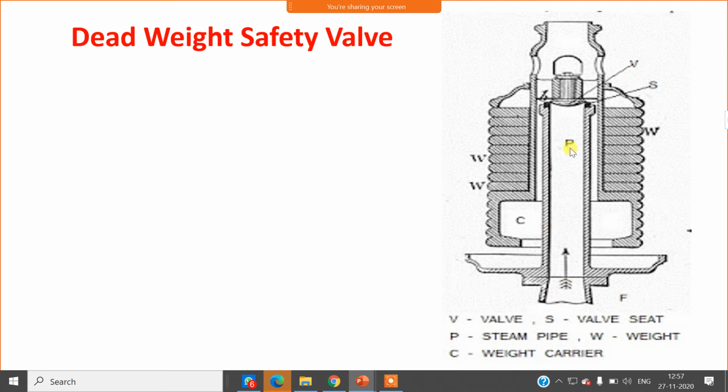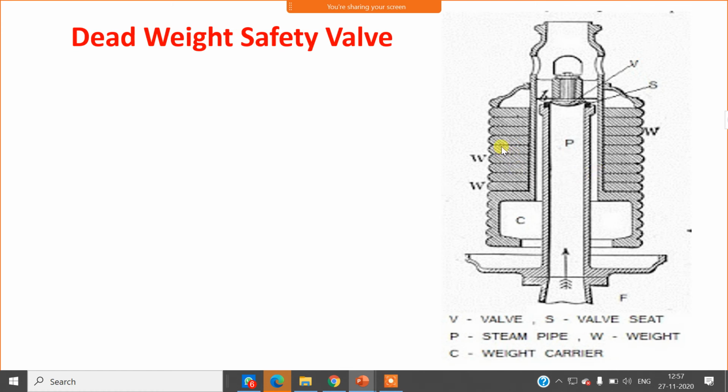When steam enters the steam pipe, it applies force on the valve. When the steam overcomes the weight attached on the dead weight safety valve, this valve lifts up and this creates the opening for steam to escape. Now the advantage of the dead weight safety valve is that we can adjust the pressure by removing and adding weight.